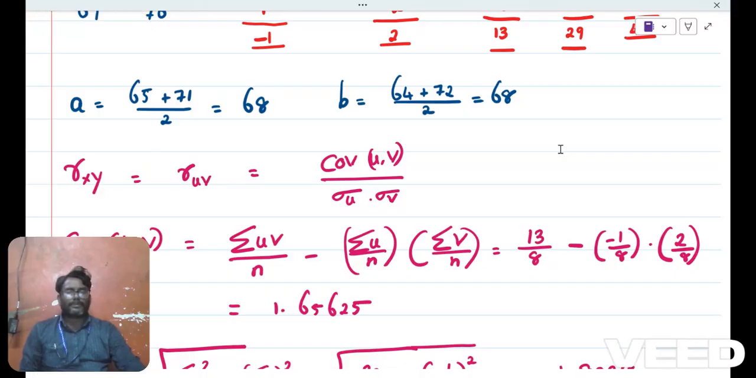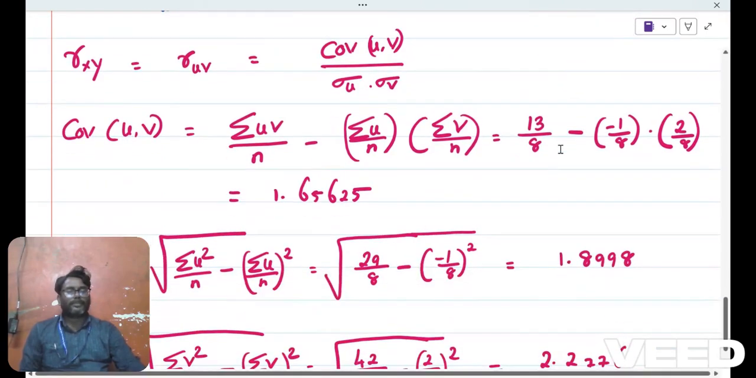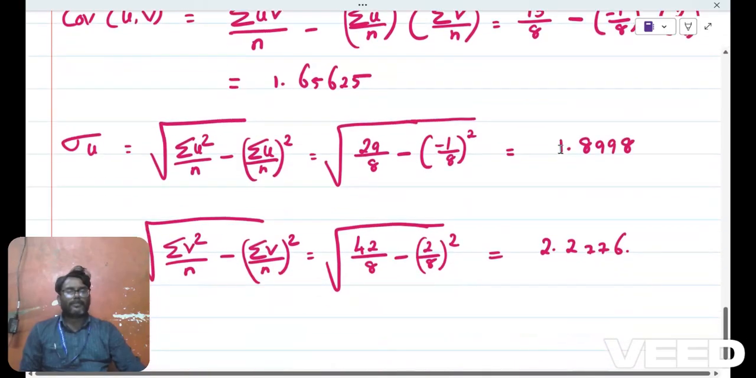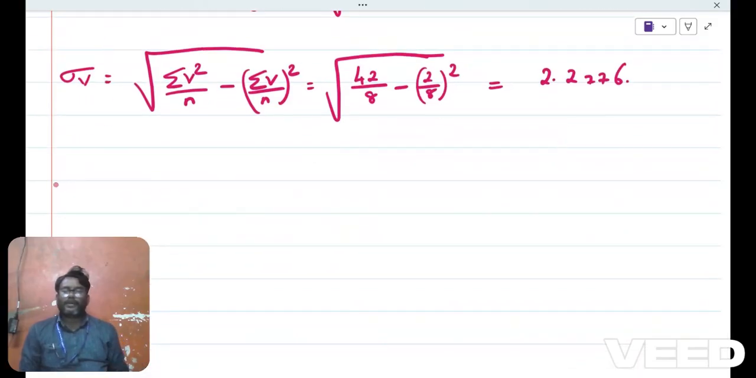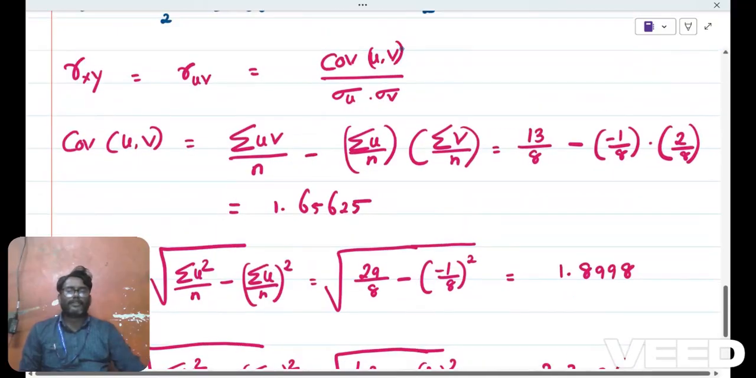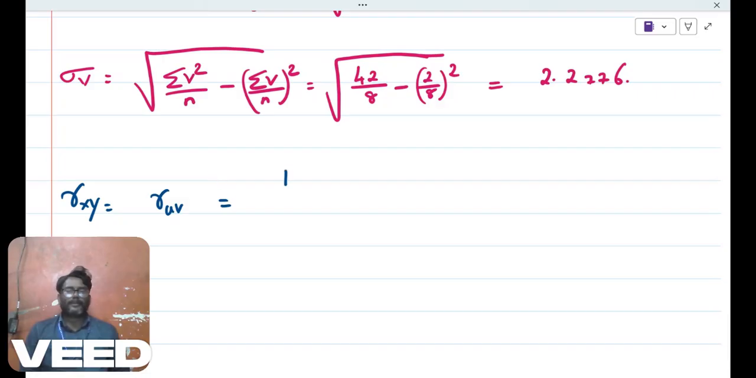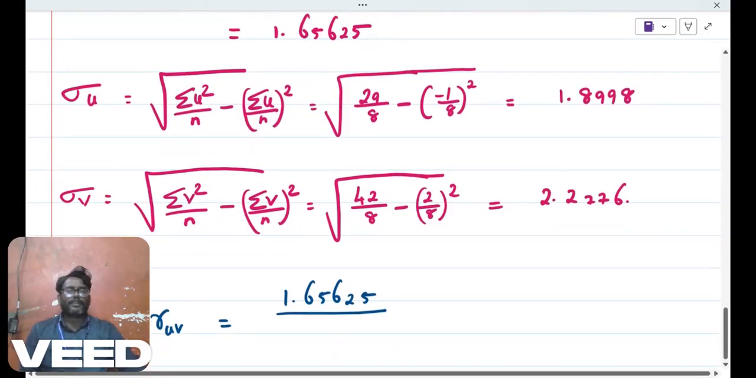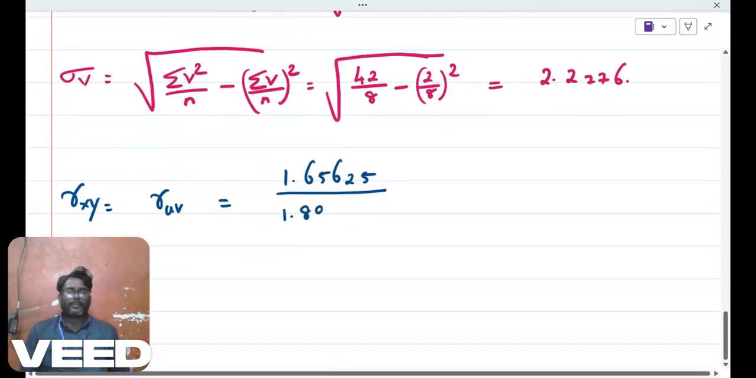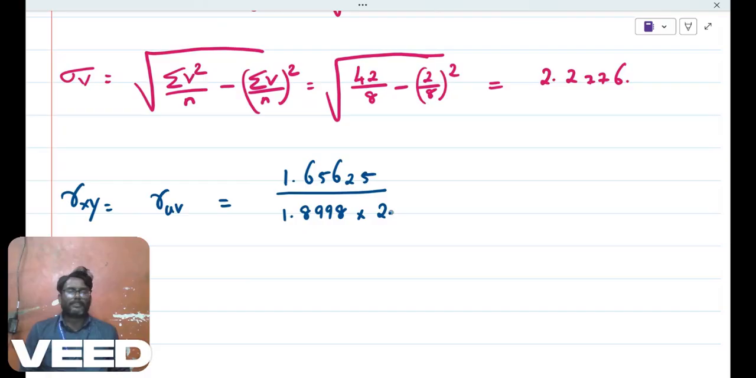Now we need to compute the value of R of u comma v, which is the covariance of uv, that is 1.65625, divided by sigma u, that is 1.8998, multiplied by sigma v, 2.2776. So R of x comma y, which is the same as R of u comma v, is 1.65625 divided by 1.8998 multiplied by 2.2776.